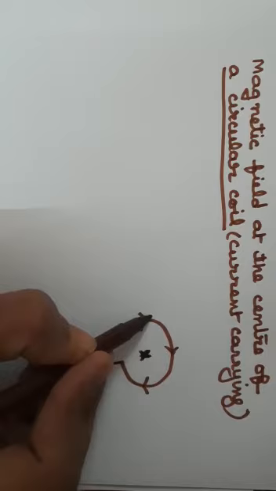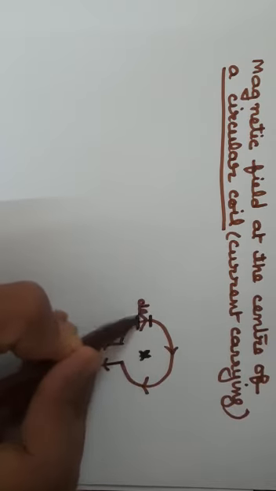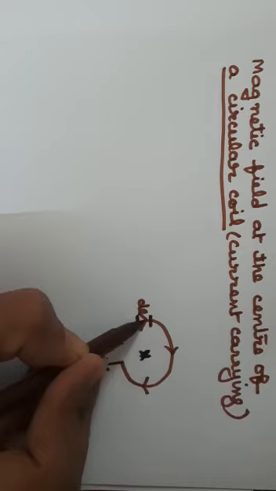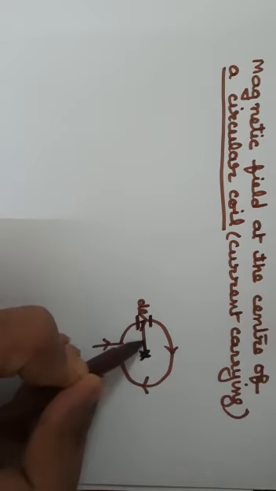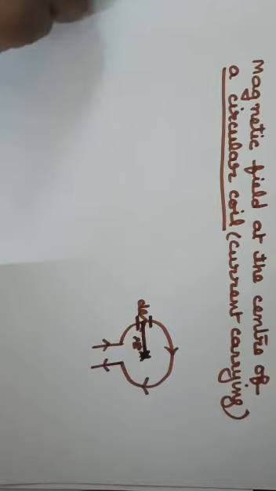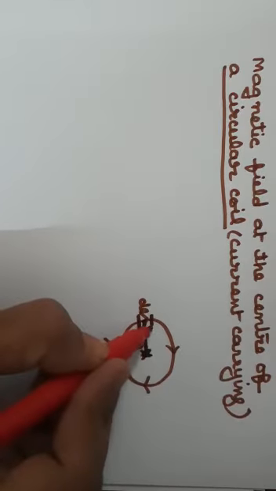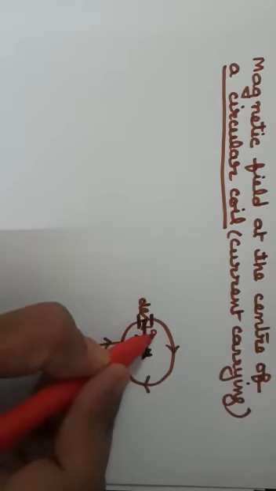Now what we do, we take the magnetic field due to a current element dl, and we draw from the dl to the center a position vector r. Okay, dl and r make a 90 degree angle here.